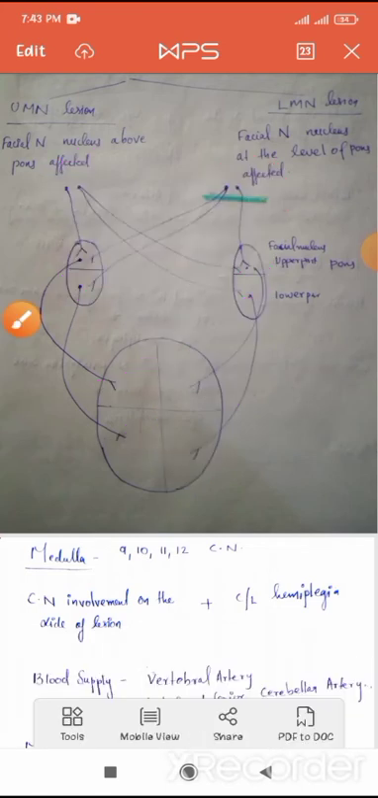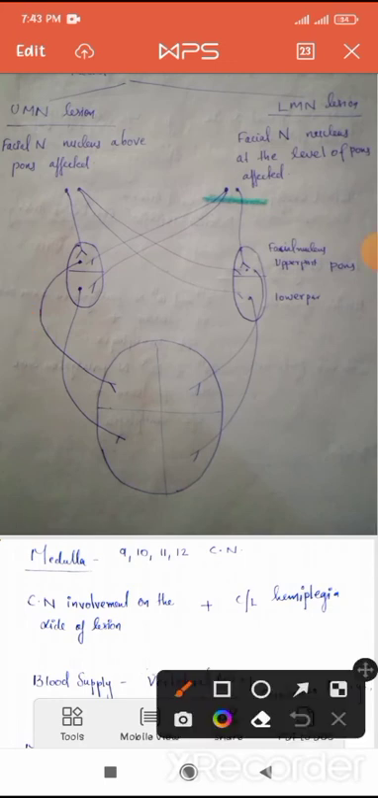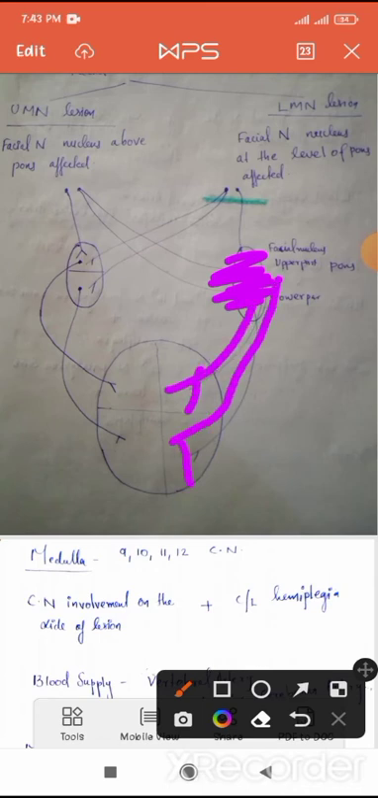Now coming to a lesion at the level of the pons. If it is a lesion of the pons, on the same side both of these will be lost, so both the upper part of the face and the lower part of the face will be lost in a LMN type of lesion.